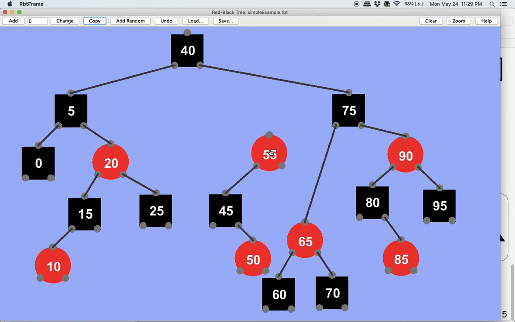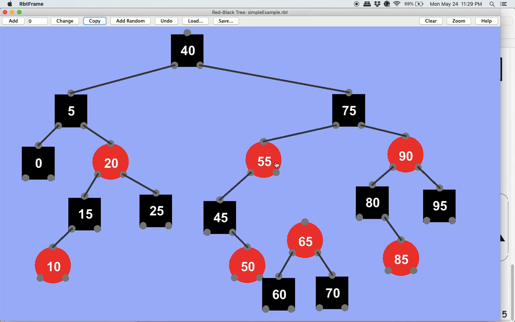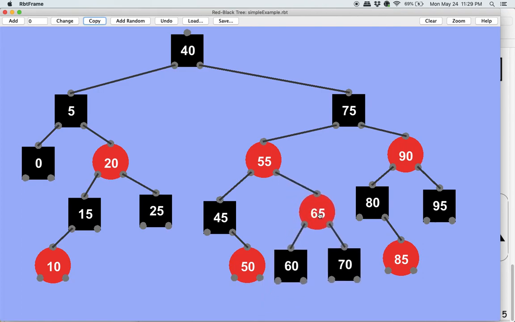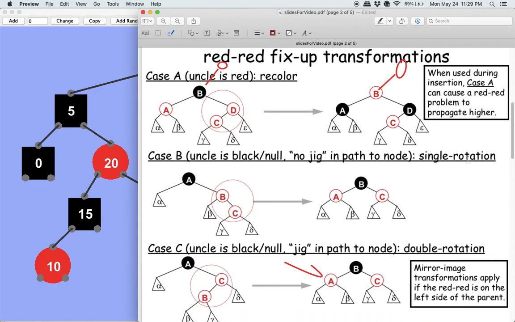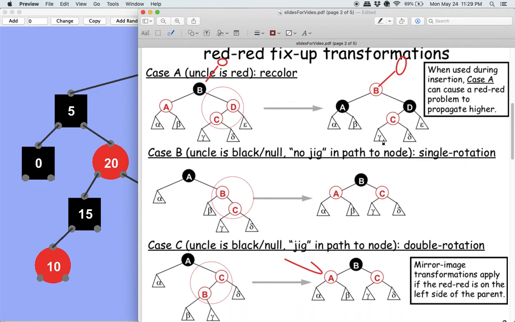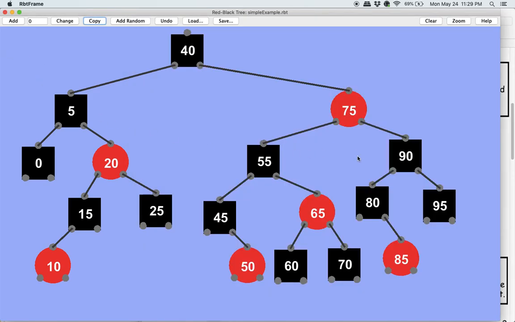This guy ends up dropping down to there. And now I see there's a red-red problem here, so I need to fix that up. Here, I have the child, the parent, the grandparent, and the uncle. The uncle is red, therefore I simply do a color flip of these 3. That corresponds to the transformation up here. Case A, where the uncle is red, I simply swap the colors of the three things at the top, no rotation necessary. And now I, again, have a valid red-black tree.